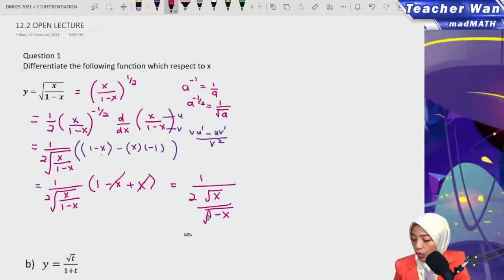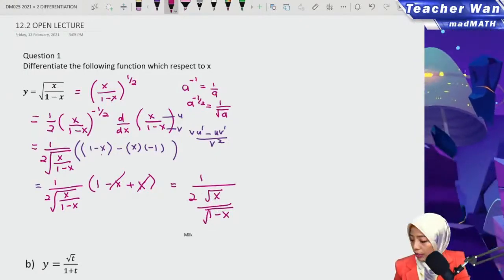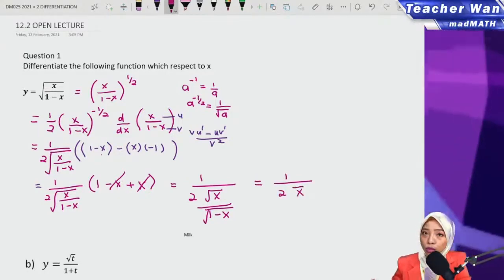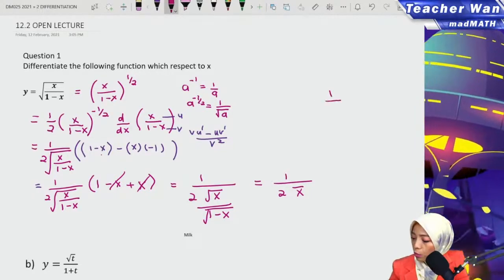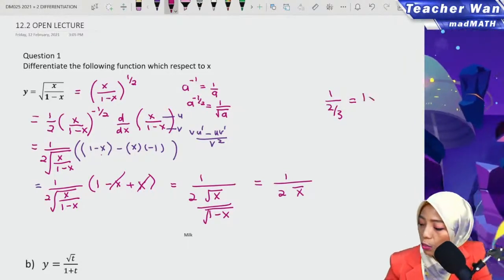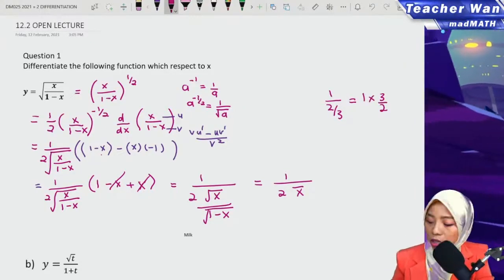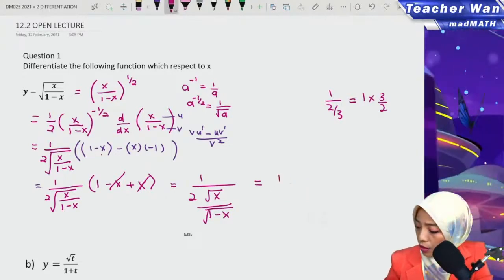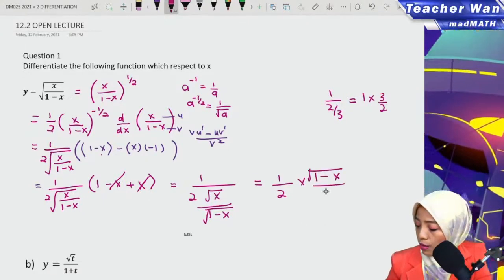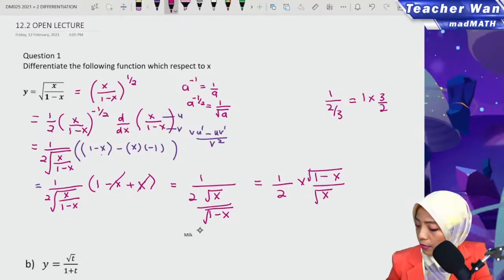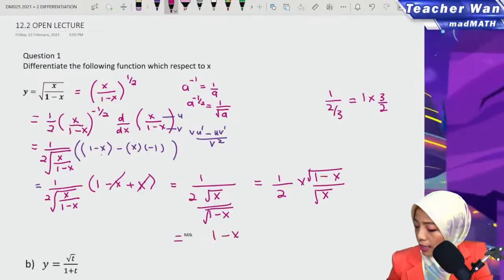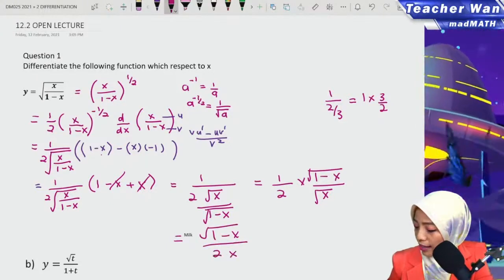How are we going to modify this function? This is equivalent to 1 over 2 root x, this is 1 over. How do you do for 1 over 2 over 3? What did we do if we get the fraction like that? It is basically 1 times 3 over 2. So same goes to this. We are going to modify 1 over 2, multiply with 1 minus root x over root x. So therefore it is equivalent to 1 minus root x over 2 root x.